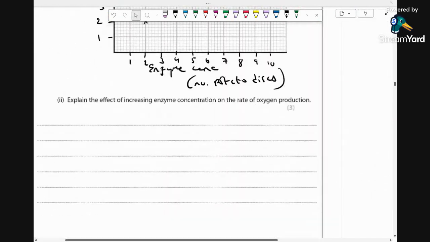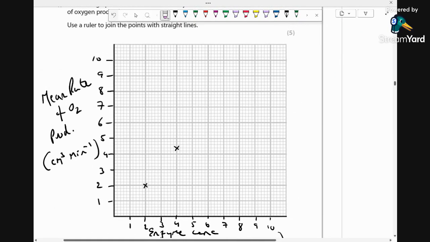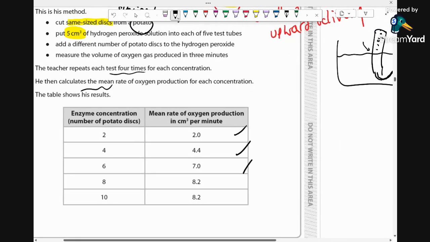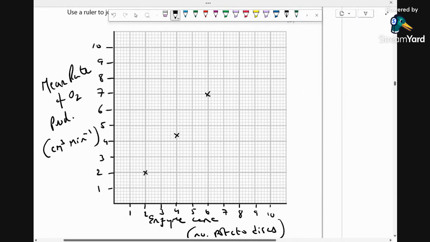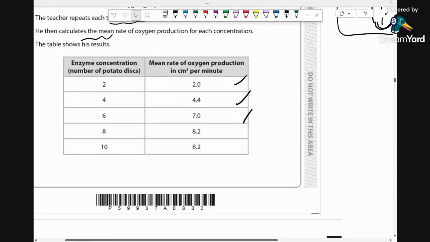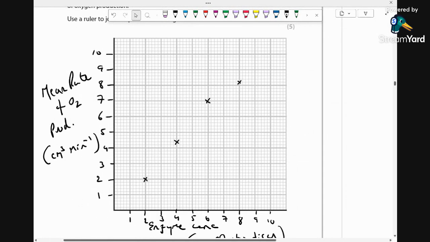6 is 7. So nice and easy. So 6 is 7. Again, you'd be more accurate on paper. It's quite difficult on a surface. There we go. 8, 8.2. So 8, 8.2. And then 10 is 8.2 as well. So that's the same. And it says draw with a straight line.